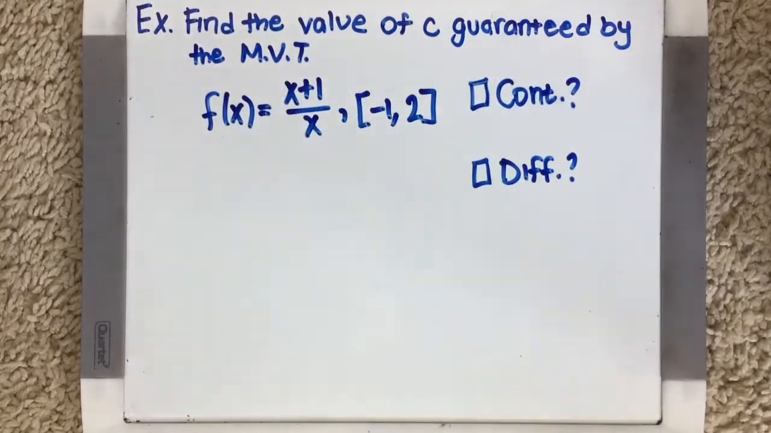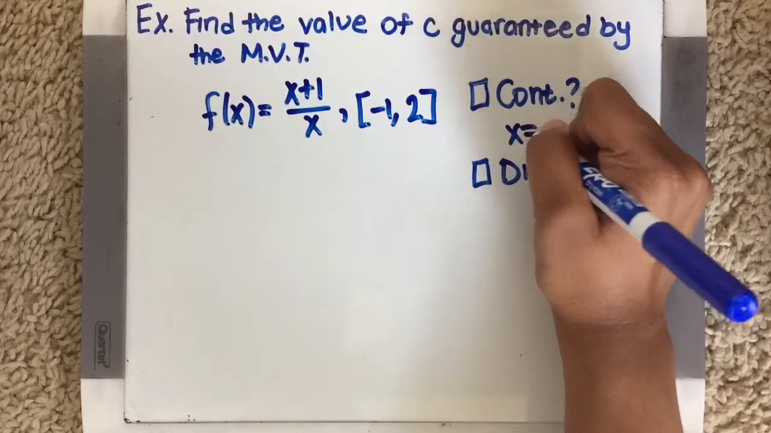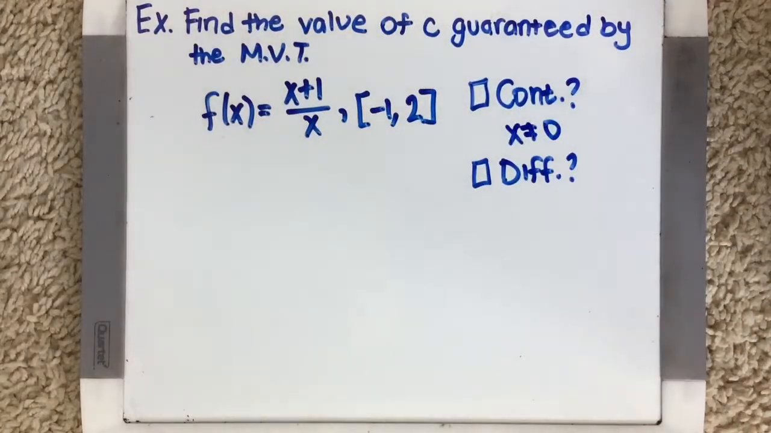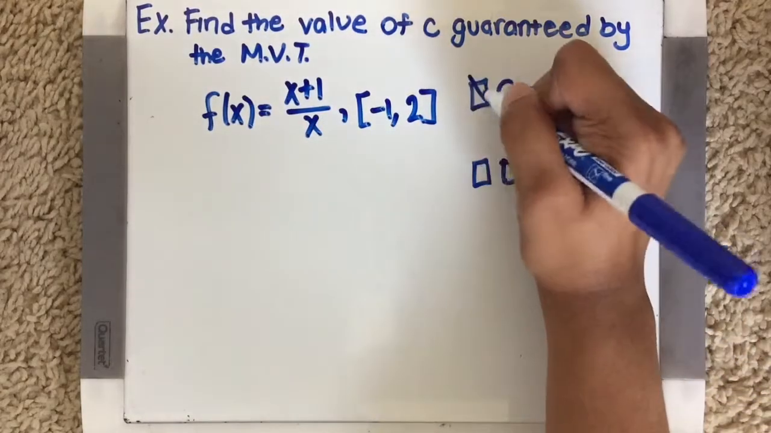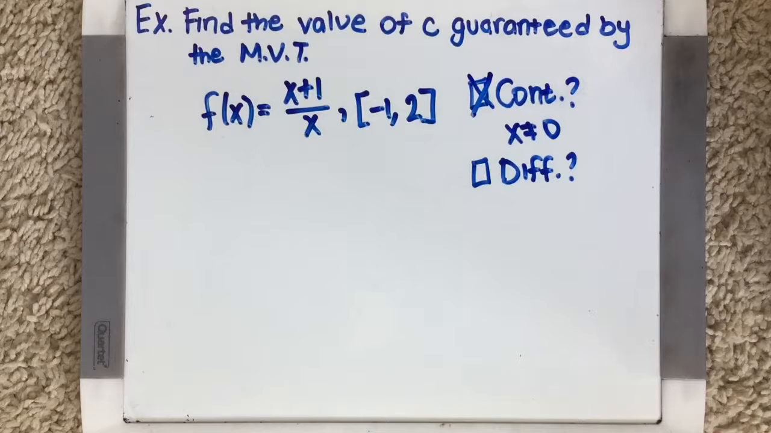Let's try another example. First, we have to check if the M.V.T. can be applied. We can see that the function is undefined at x equals 0 because that's where the denominator is 0. Since x equals 0 is within the given interval, we cannot use the M.V.T. Always make sure to check if the M.V.T. can even be applied before trying to solve a problem.